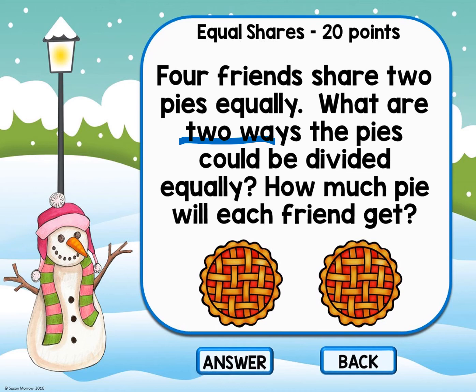You have these two pies here. You have 4 friends. Now you have to divide them equally. Write your answer on a piece of paper. How are you going to split up this pie for 4 different friends? There's not enough for each friend to get their own pie.